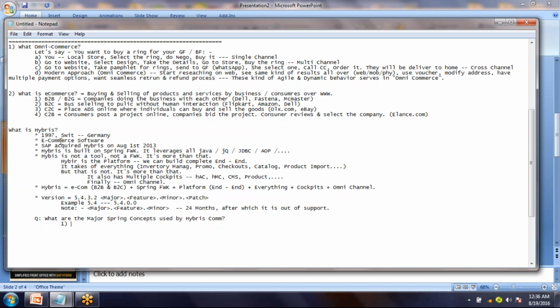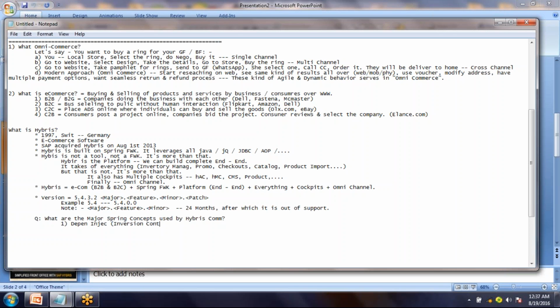See, if you look at the definition, we said Hybris is built on top of the Spring framework. That means whatever is there in the Spring framework, Hybris should be using. Now we are trying to understand what the major Spring concepts used by Hybris are. If anyone has any doubt, you can ping me, or you can ask questions at the end. Okay, so what are the different concepts? The first one is dependency injection.